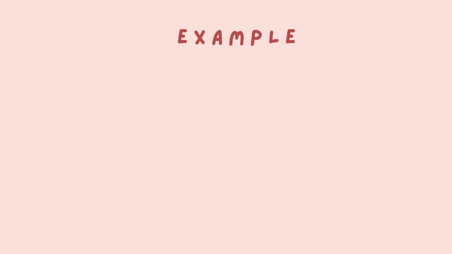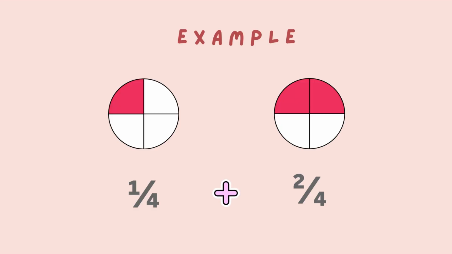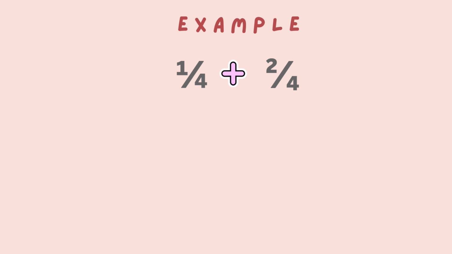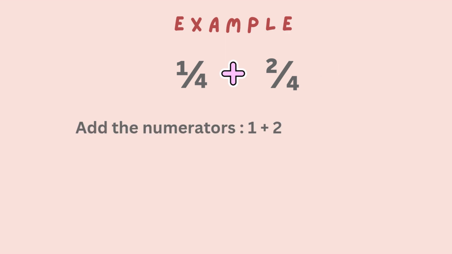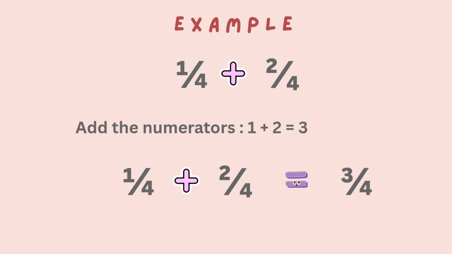Here's an example. 1/4 plus 2/4. The denominators are both 4. So all we do is add the top numbers, the numerators. 1 plus 2 equals 3. So 1/4 plus 2/4 equals 3/4.